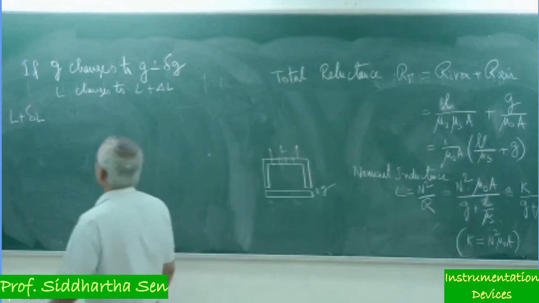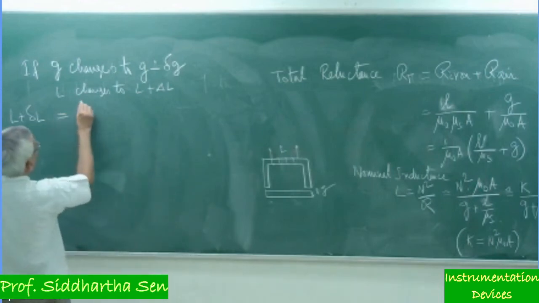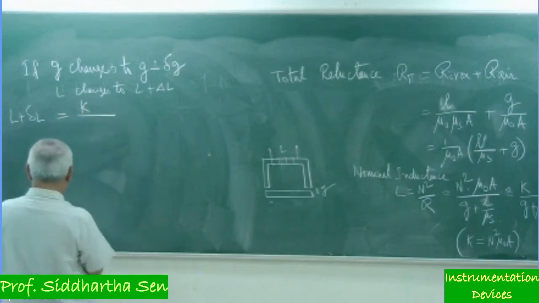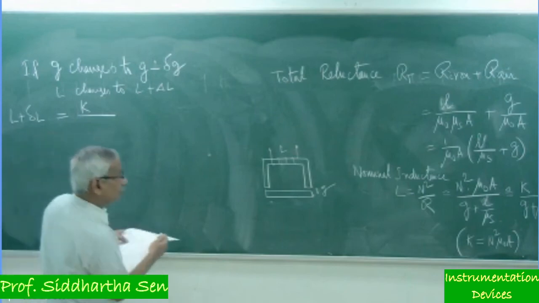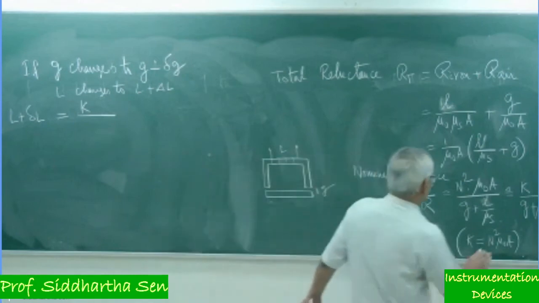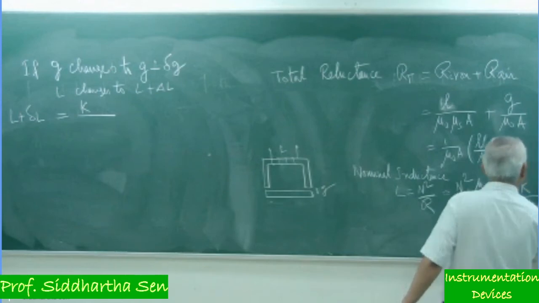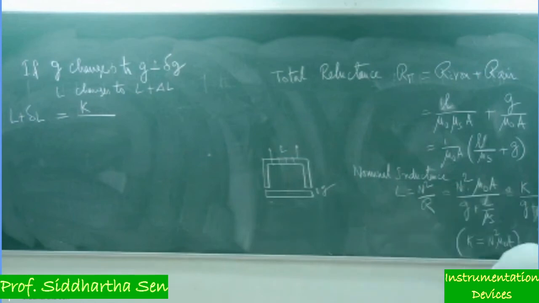So L plus delta L is equal to, we can say, K divided by, what is that? Okay, sorry, G plus l by mu s. Sorry, this is G plus l by mu s. We have it.